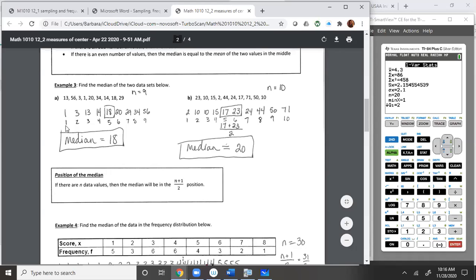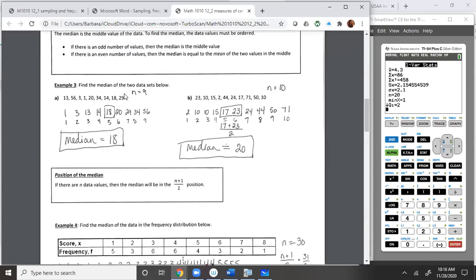Now I'm going to put numbers assigned to each of my data, 1 through 9. The middle number is 18. All right, notice it's the fifth number. It's basically half of n plus 1. So n plus 1 is 10, half of that is 5. So we're going to the fifth number. We have 4 numbers to the left and 4 numbers to the right. So the median is 18.